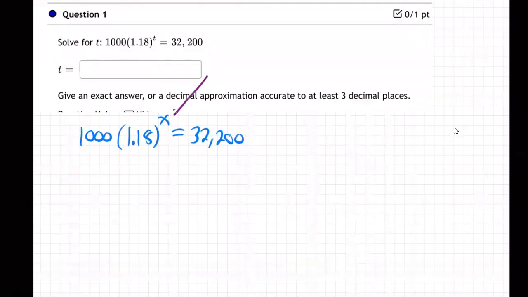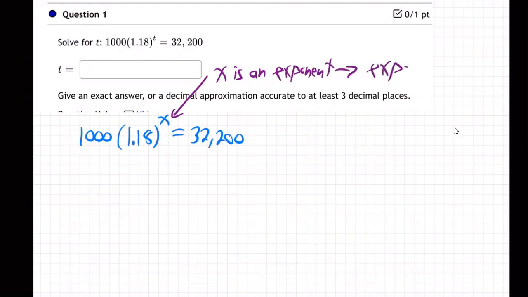Notice x is an exponent, right? He's in the power zone. That makes this an exponential equation. So when x is up in the power zone, that's what we call an exponential equation. X is an exponent. What do we do?